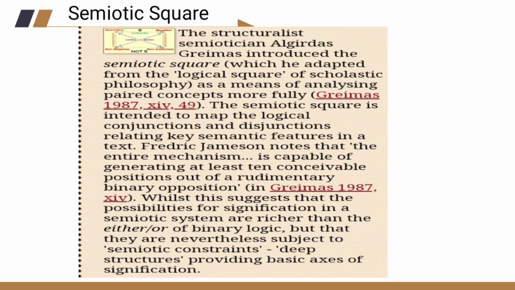Fredric Jameson notes that the entire mechanism is capable of generating at least 10 conceivable positions out of a rudimentary binary opposition. While this suggests that the possibilities for signification in a semiotic system are richer than either/or binary logic, they are nevertheless subject to semiotic constraints, deep structures providing the basic axes of signification. Wow, that is the semiotic square.